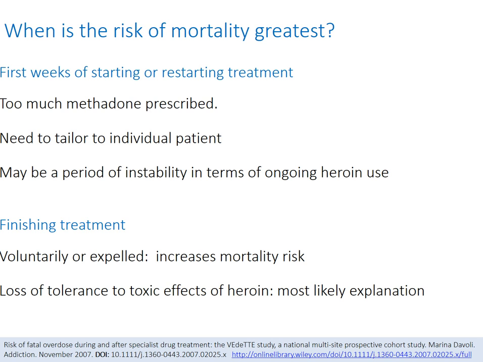The other risk time is on finishing treatment. This can occur voluntarily, where a patient feels that he can do without the methadone, or a patient may be expelled from the program because of chaotic drug use and other risk behaviors and challenging behavior within the clinic. This is also a period when mortality risk is increased. There may be predominantly a loss of tolerance to the toxic effects of methadone. This is probably the most likely explanation for the deaths at the end of treatment.